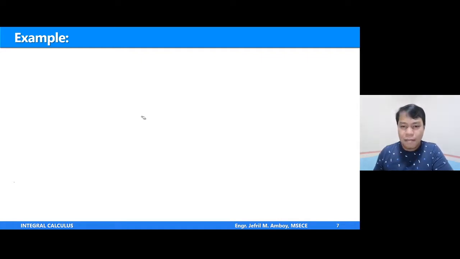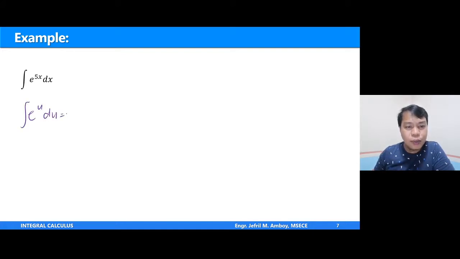Now, going back to our discussion, dapat maging pen na to. Ano ba? Ayaw niya pa rin. Pen, pointer, pen. Okay. So, how about this problem? E to the 5x dx. So, we know that the exponential function, no? Kapag in-integrate natin yan, ano ang formula ng integral ng isang exponential function? Violet naman, para masaya. No? The integral of e to the u du. Di ba alam natin yan ay e to the u plus c?